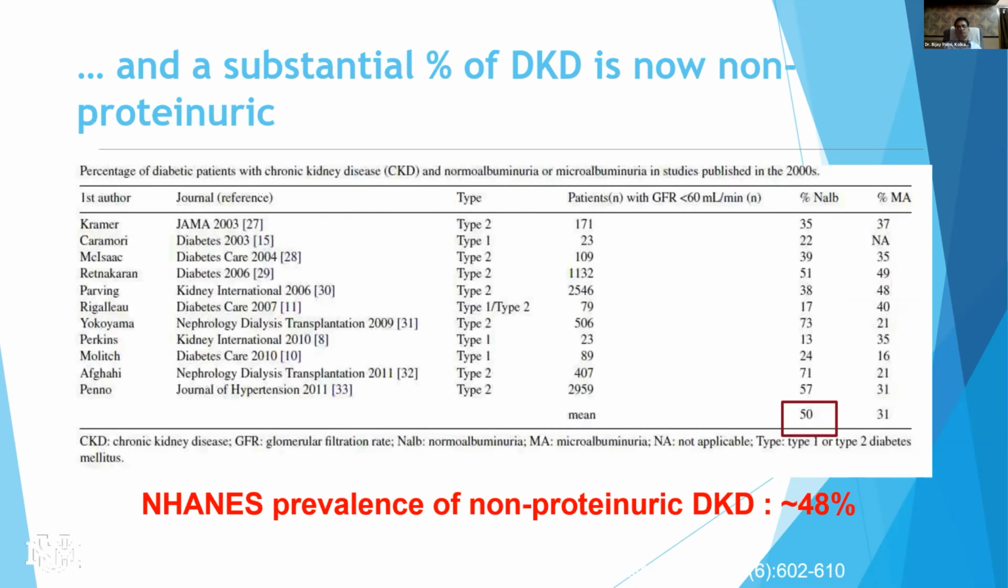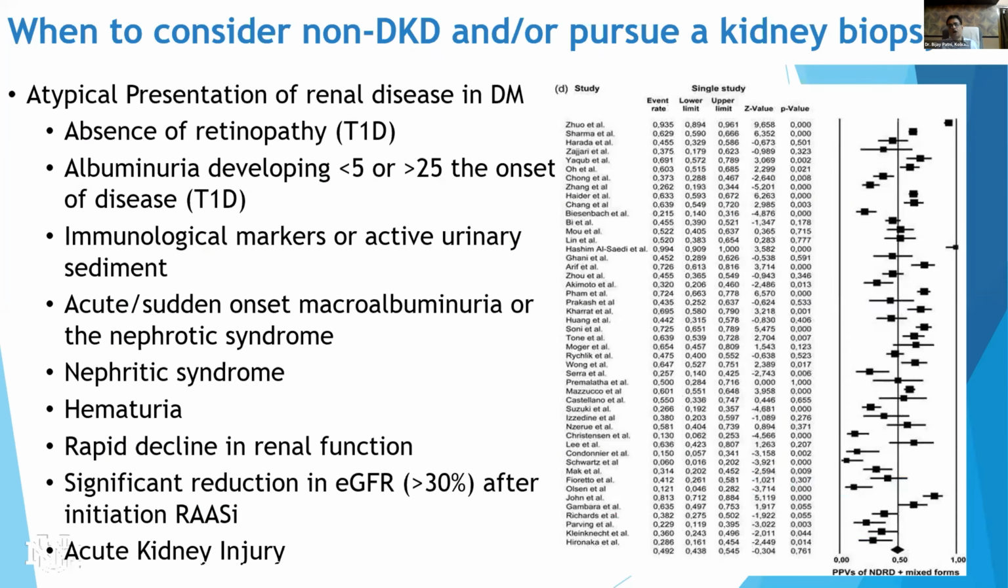But what is more important, which probably has already been spoken about, is that a substantial percentage of DKD is now non-proteinuric, up to the tune of 48%. All these studies have clearly shown that a good proportion of the DKD population might be non-proteinuric. So this becomes a big issue. How do we really classify this CKD to be a DKD? Then you might have to consider a kidney biopsy as well.